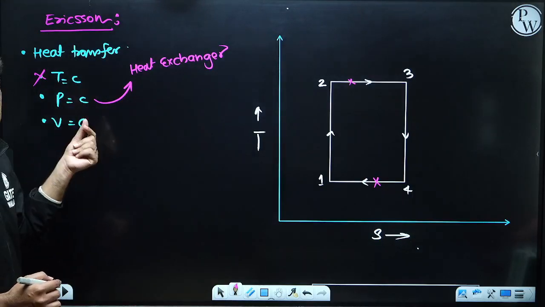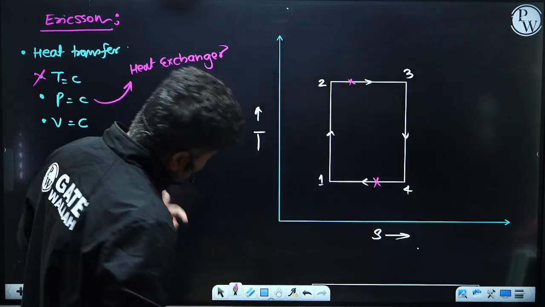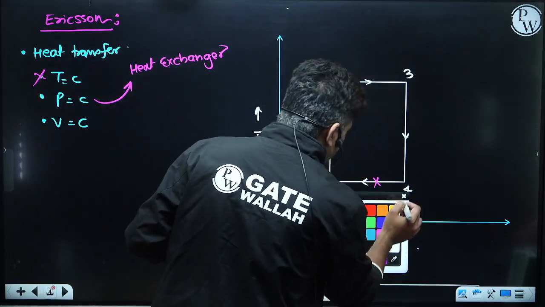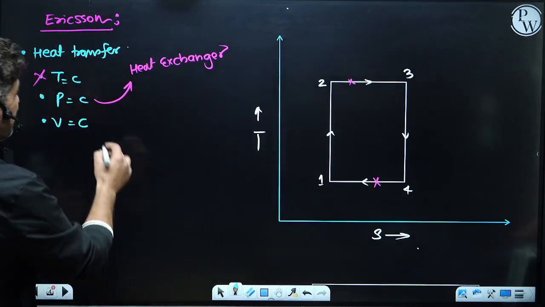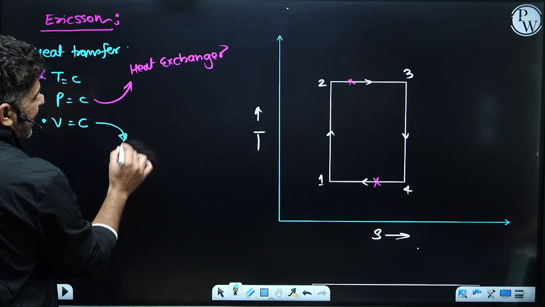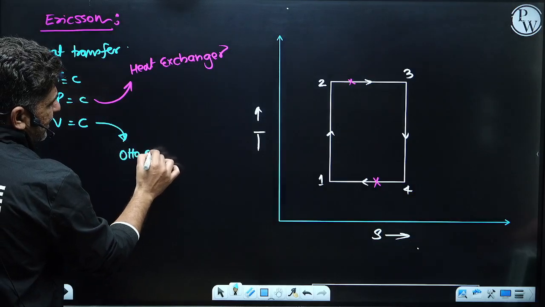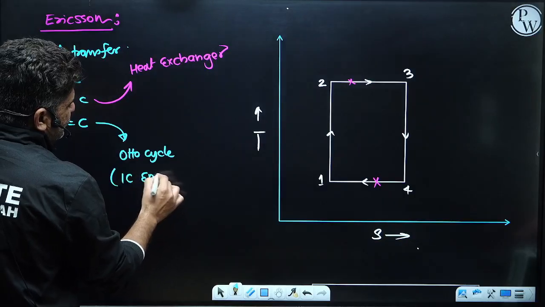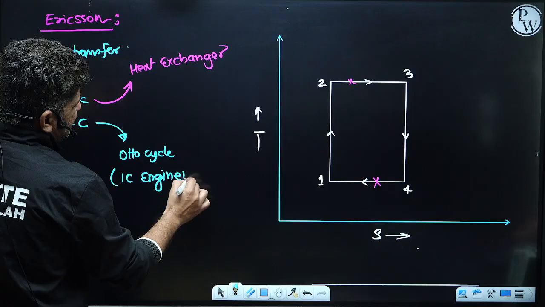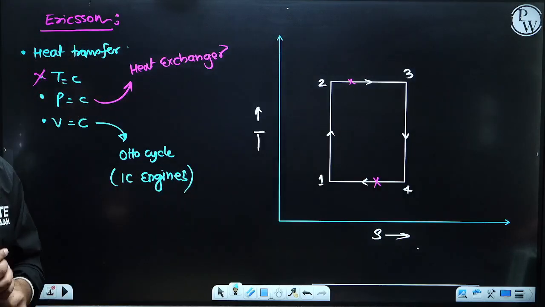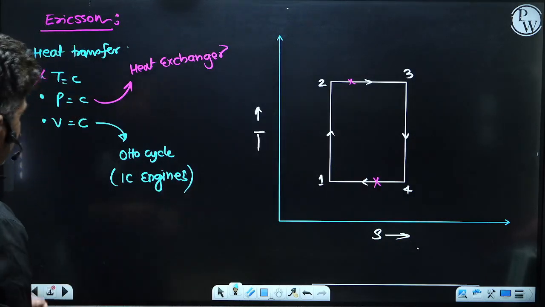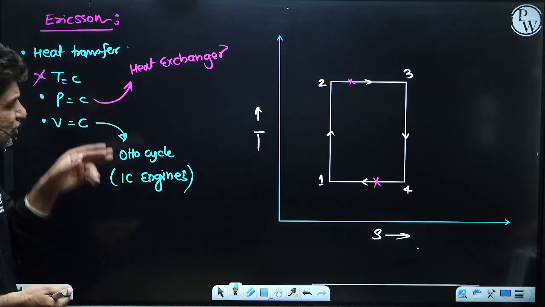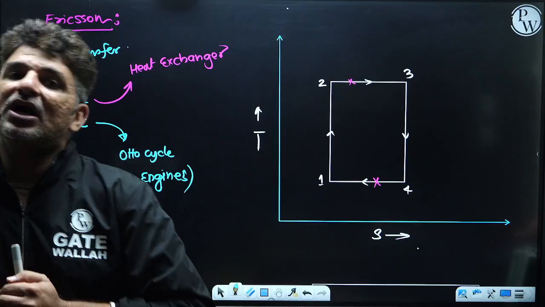Can heat transfer happen at volume equal to constant? Yes, that is also possible. So people have designed this process also. This also happens in the Otto cycle, which is the practical working cycle for IC engines. When we study this, we will see that this is also an extremely fast process. So this is a fast process, this is a fast process. Both the processes can be used for heat transfer.